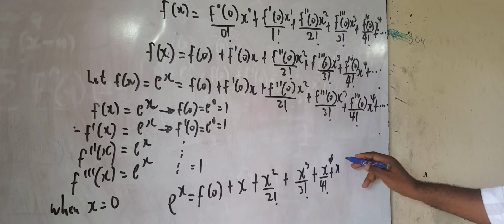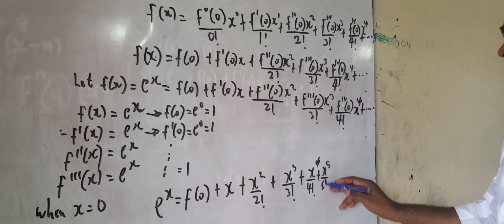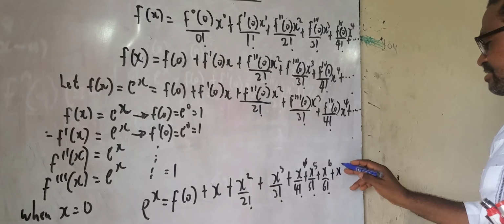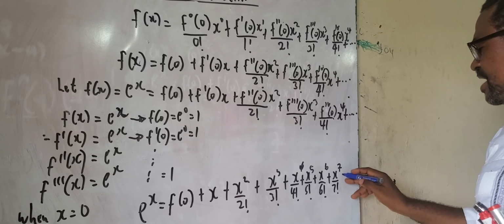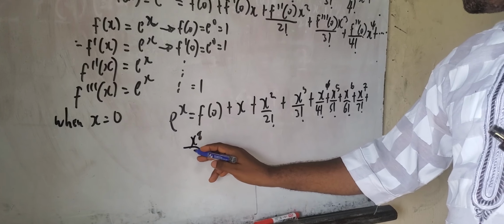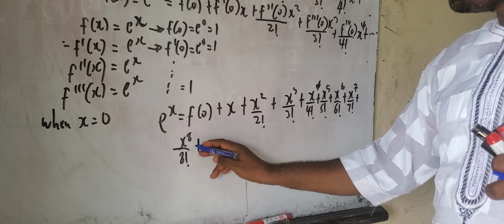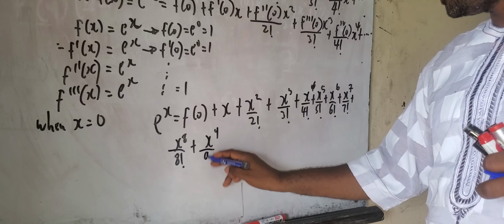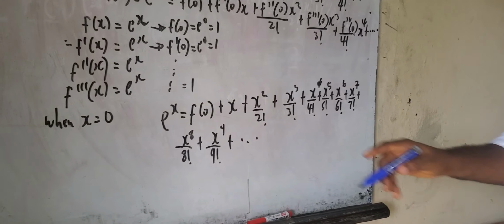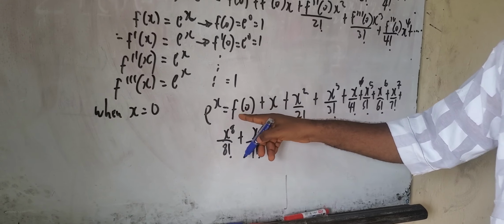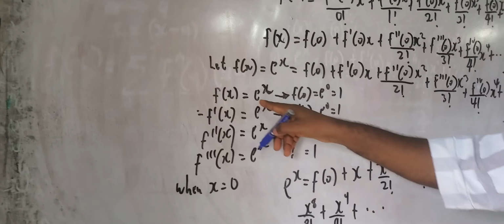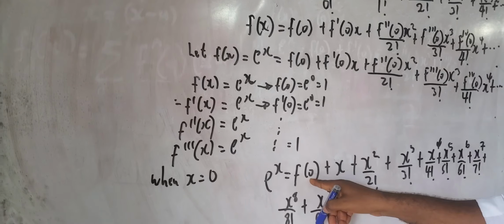the pattern continues as x raised to power 5 all over 5 factorial, plus x raised to power 6 over 6 factorial, plus x raised to power 7 over 7 factorial, then you continue here, x raised to power 8 all over 8 factorial, plus x raised to power 9 over 9 factorial, plus. This continues like that. Now here I'm talking about f raised to power 0. Since f of x is this, f raised to power 0 is 1, so that means this one is 1.